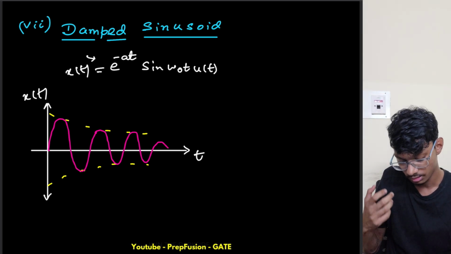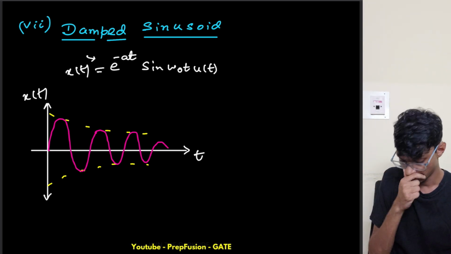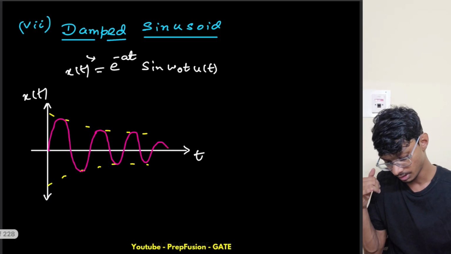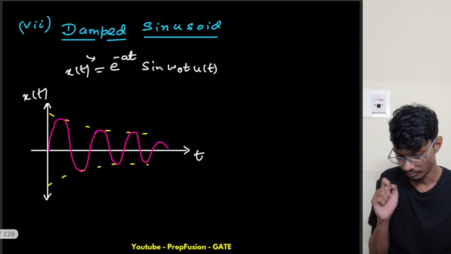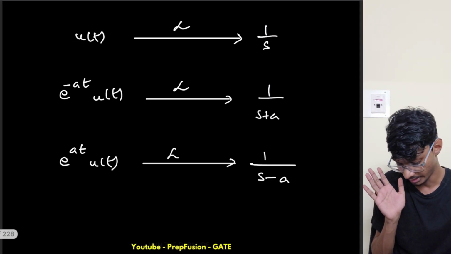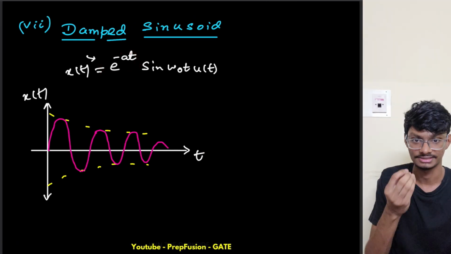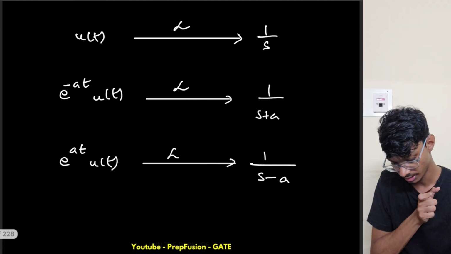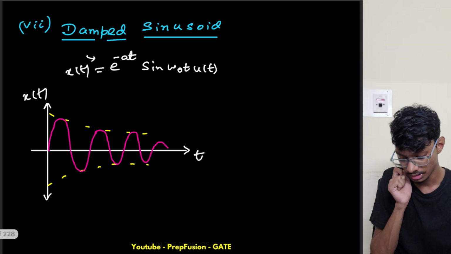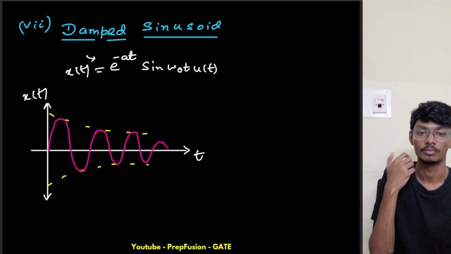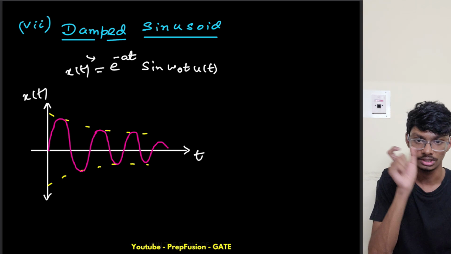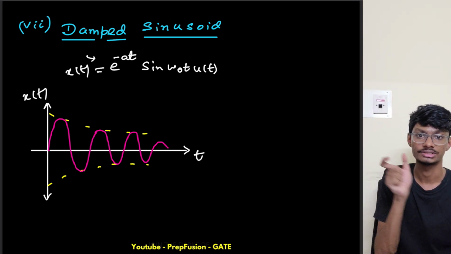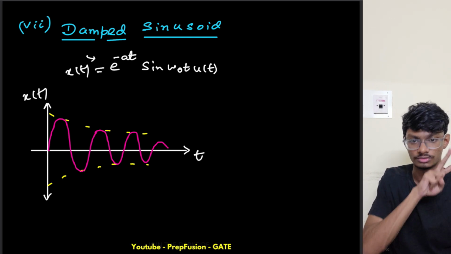So what will be the solution for this? One thing we know is the Laplace of sin omega naught t, and we know if a signal is multiplied by e raised to power minus at, then s changes to s plus a. So what is the Laplace of sin omega naught t? It is omega naught divided by s square plus omega naught square, okay? Now that s will change to s plus a, okay? All the other things are constant only.